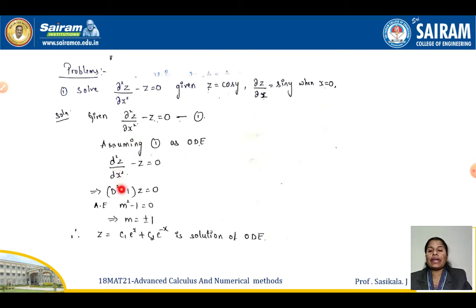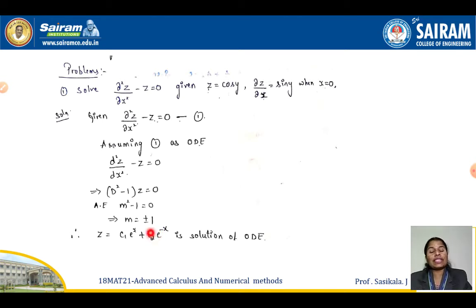So d squared z by dx squared minus z is equal to 0. I can write D squared minus 1, using the differential operator D, so I'll get D squared minus 1 of z is equal to 0. So what is your auxiliary equation? M squared minus 1 is equal to 0. To convert the differential equation to an algebraic equation, we write the auxiliary equation by replacing D with m. So m squared is equal to 1, so m is equal to plus or minus 1.